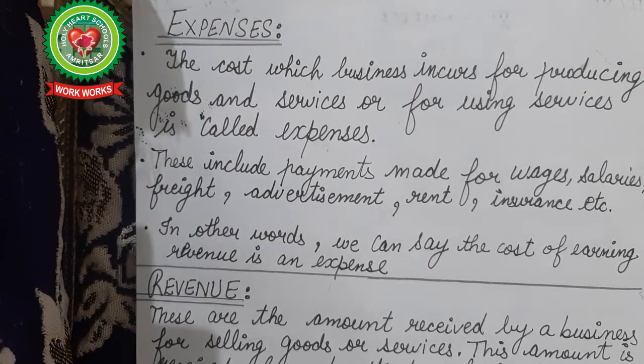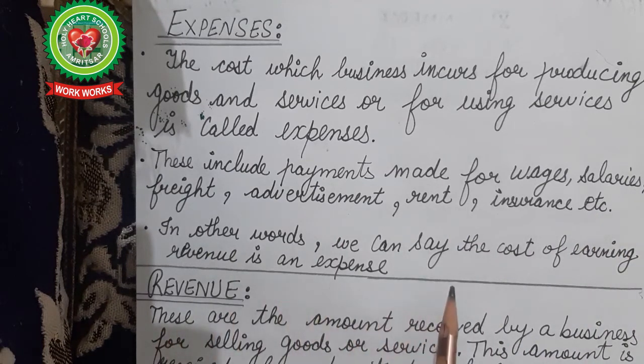So our next term is expenses. Expenses means kharche, the cost which a business incurs for producing goods and services, for using services, is called expense. Your parents incurred your school bill, they pay your school fees, and what is it? It is an expense for your parents. You go to a restaurant with your friend and you clear all the dining cost. So what is it? It's an expense for you. They include payments for wages, salaries, freight, advertisement, rent, insurance, and many more.